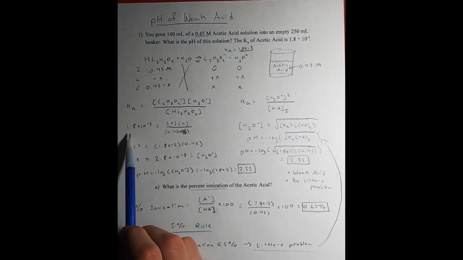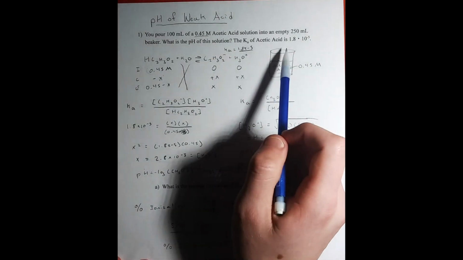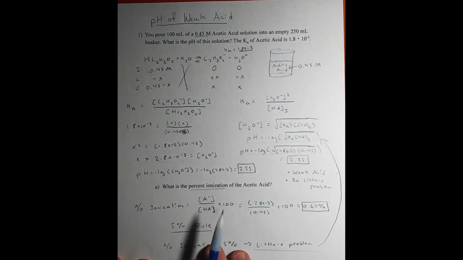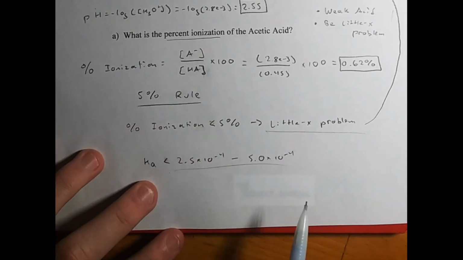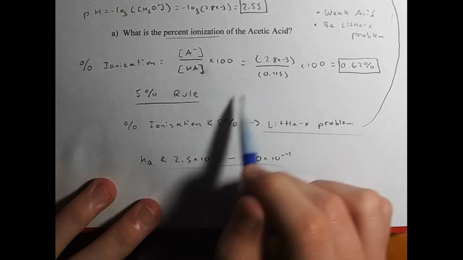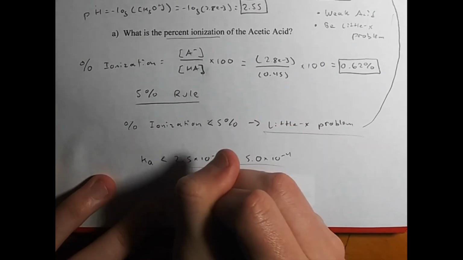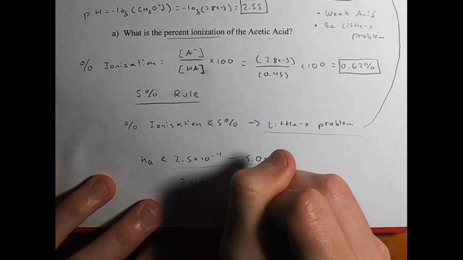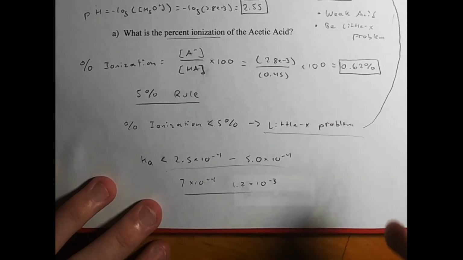I kind of knew because this is a really low Ka, right? But the percent ionization will also be based on the initial molarity and the Ka. If you look at the Ka and it's pretty small, my general rule is that if the Ka is less than 2.5 times 10 to the negative fourth, then you can generally assume you don't have to calculate percent ionization. You can just do a little x problem. If it's more than this, like 7 times 10 to the negative fourth, or 1.2 times 10 to the negative 3, unless it's a really high molarity, you won't be able to do the little x problem, and you're going to have to use the quadratic formula.